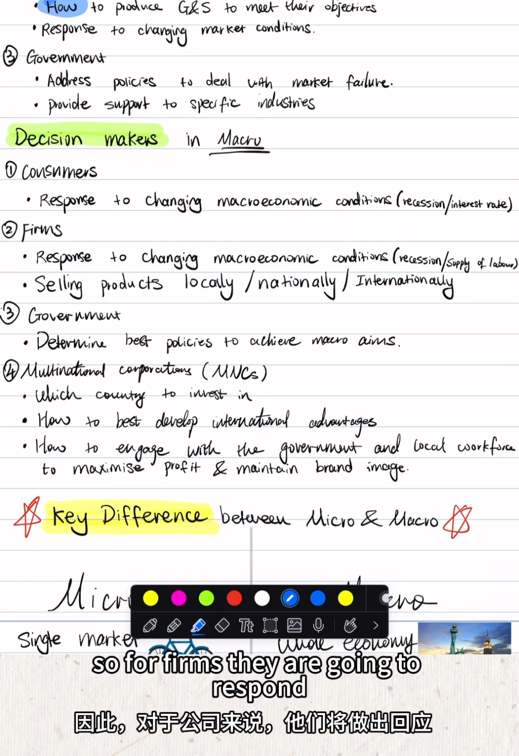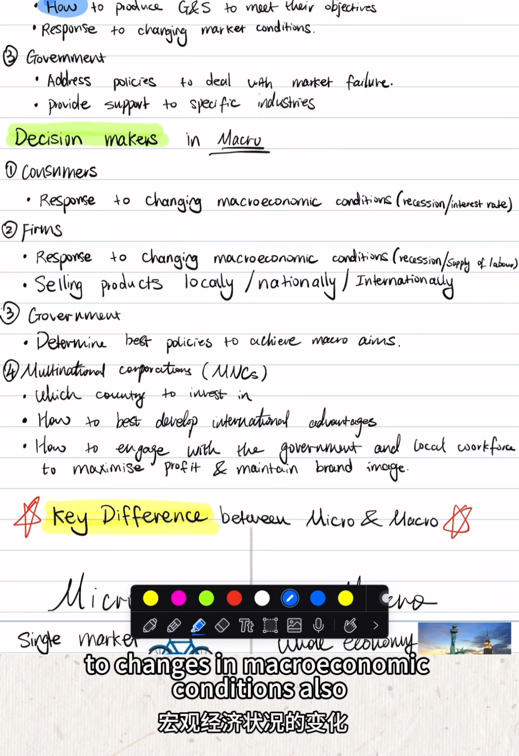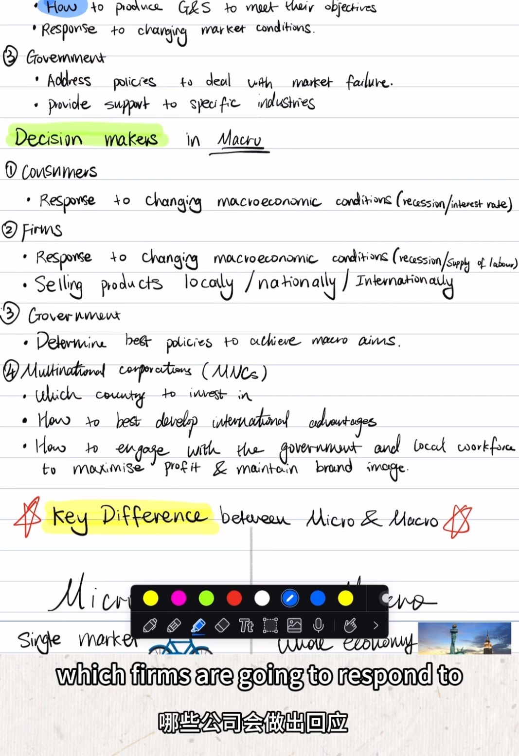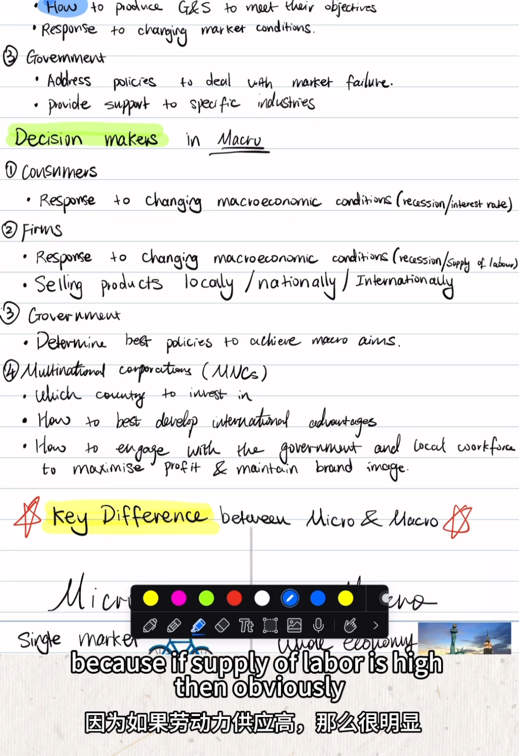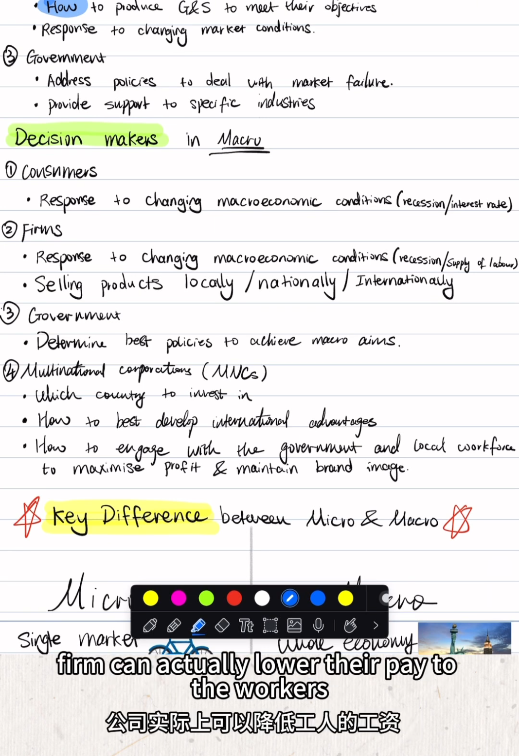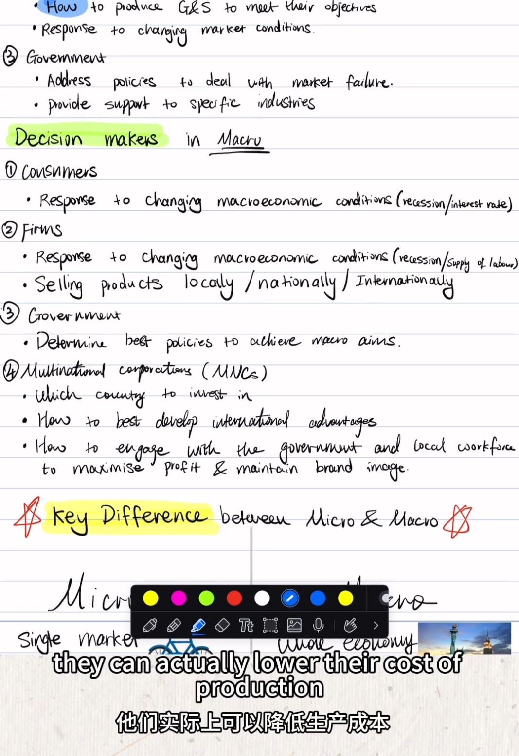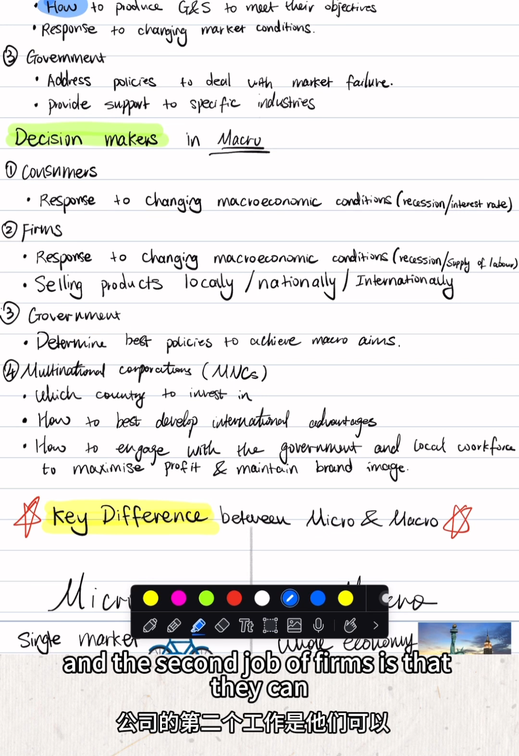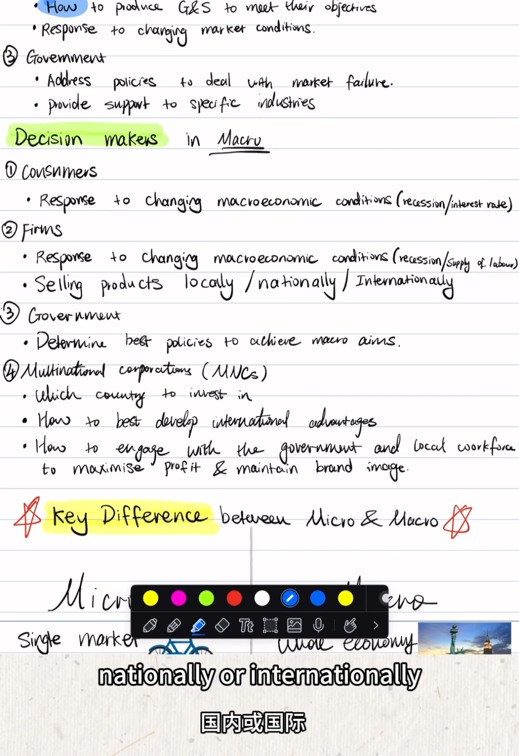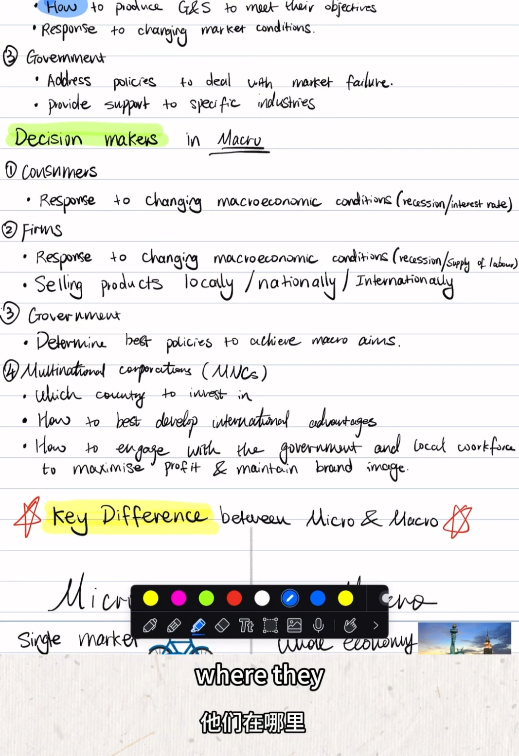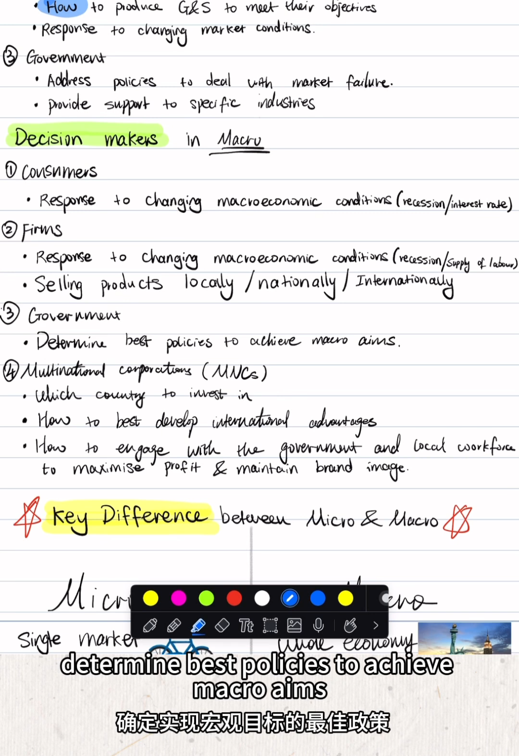So for firms, they're going to respond to changes in the macroeconomic conditions also, but here we also have the supply of labor, which firms are going to respond to, because if supply of labor is high, then obviously firms can actually lower their pay to the workers so that they can lower their cost of production. And the second job for firms is that they can sell products locally, nationally, or internationally. The third decision maker in macro is government, where they determine best policies to achieve macro aims.